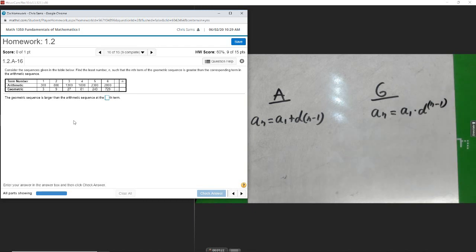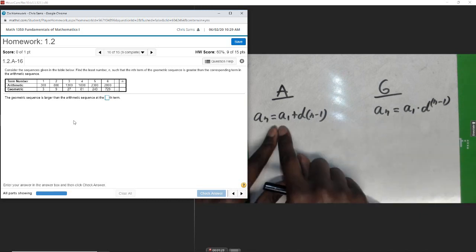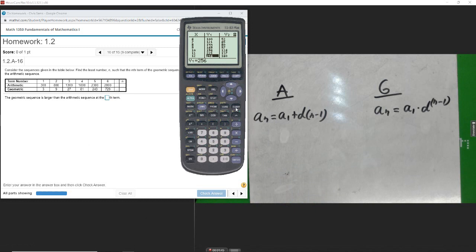I'm going to plug these in and use the technology to get there faster. For the arithmetic formula, we start out with 300, then go to 800, so it looks like they're adding 500. If you start at 800 and add 500, you do get 1300. So if I have 300 and then add 500, and if I just keep adding 500, those numbers follow.